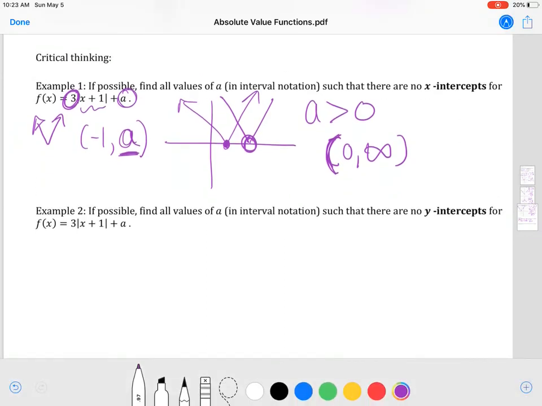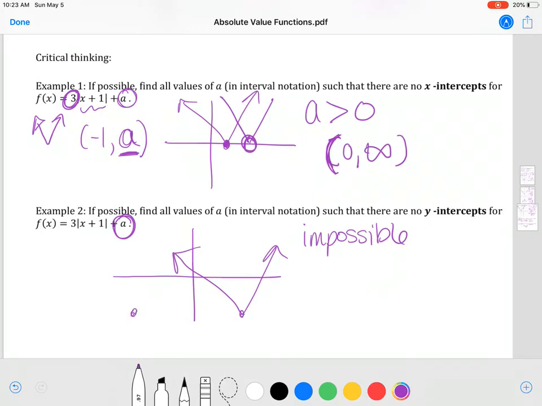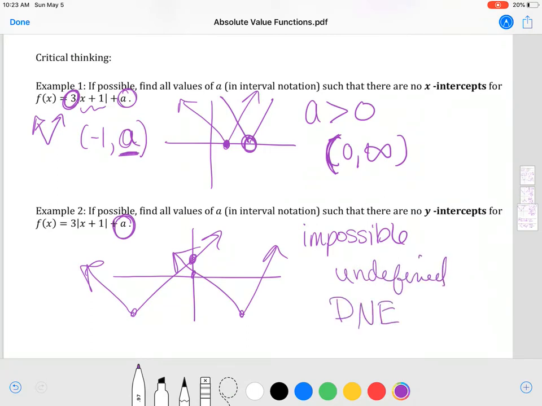Okay, last example. It's the same idea, taking the same function, 3 times the absolute value of x plus 1, and then add a. What are the values of a so that we have no y-intercepts? This one is impossible, because no matter where I put my V, whether it's here, whether it's here, it's always going to cross the y-axis at some point. So there is no value of a that I could set in there that would give me no y-intercepts. So I would write impossible or undefined or DNE, does not exist.